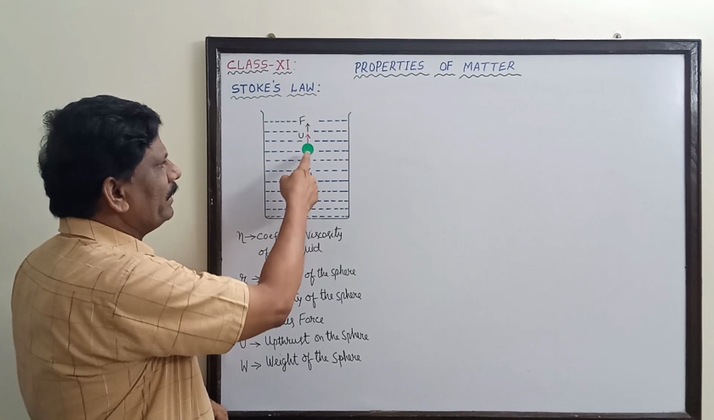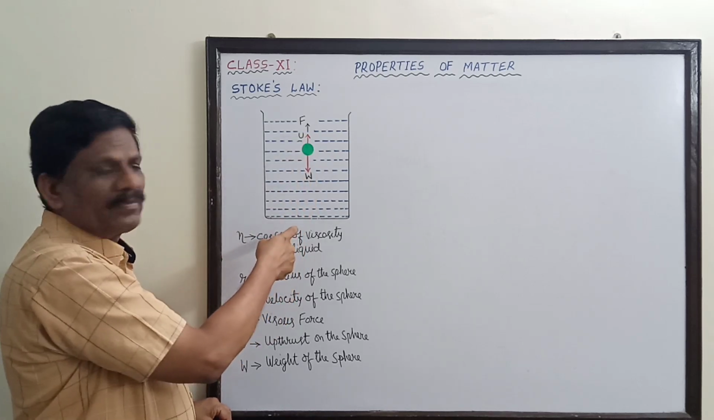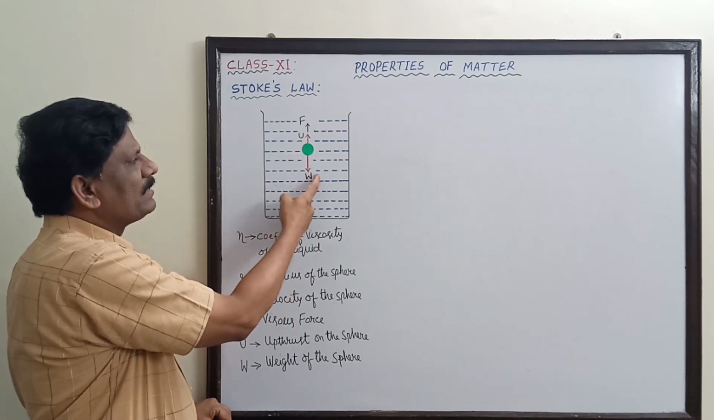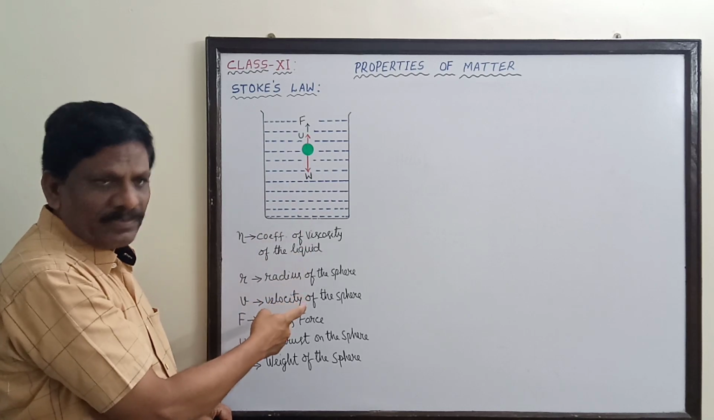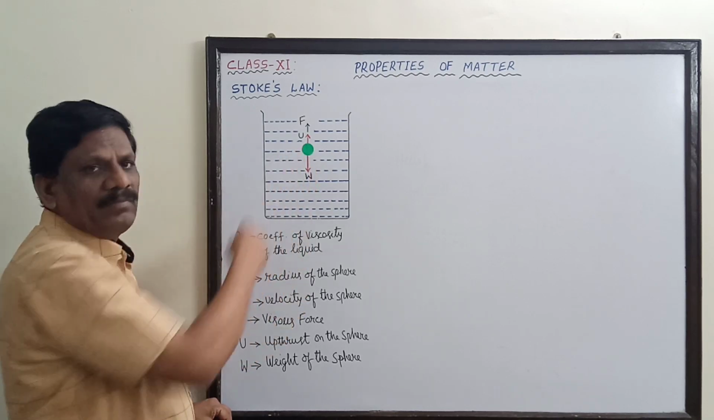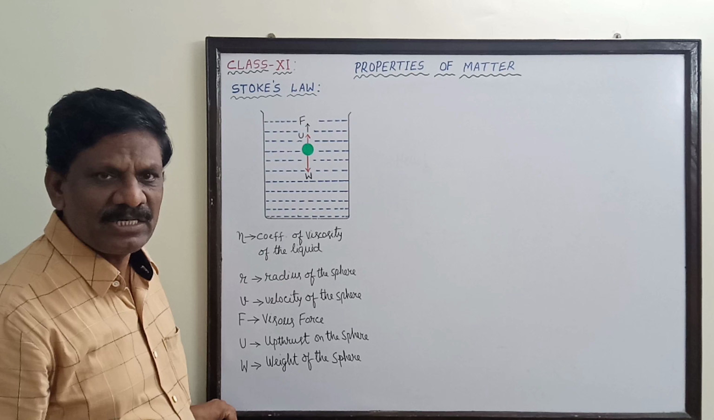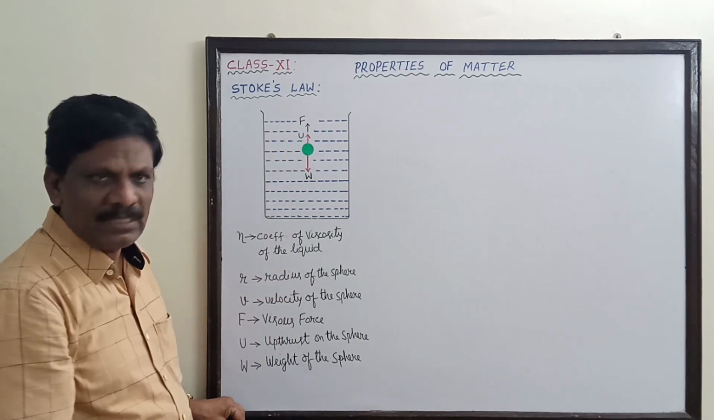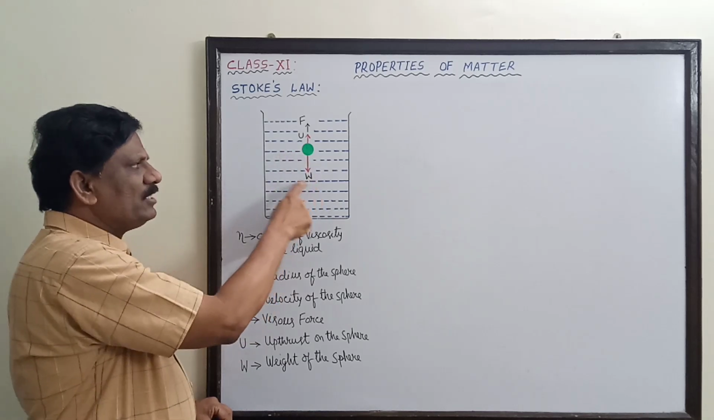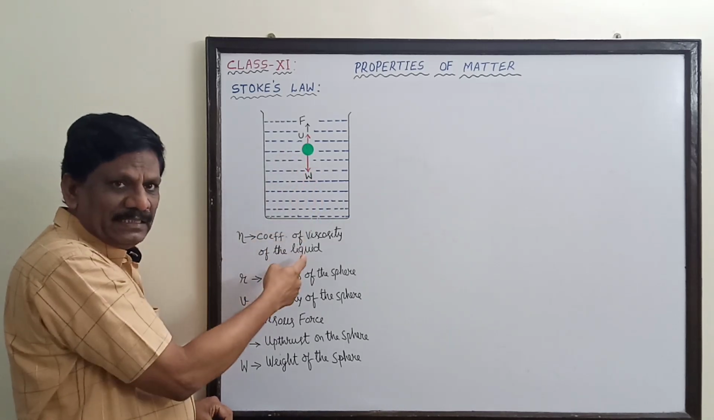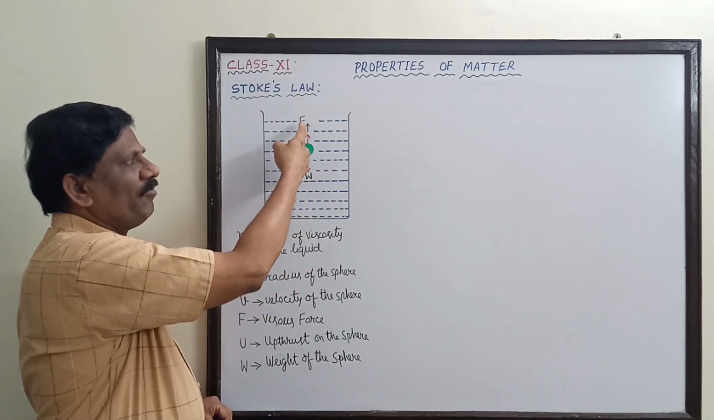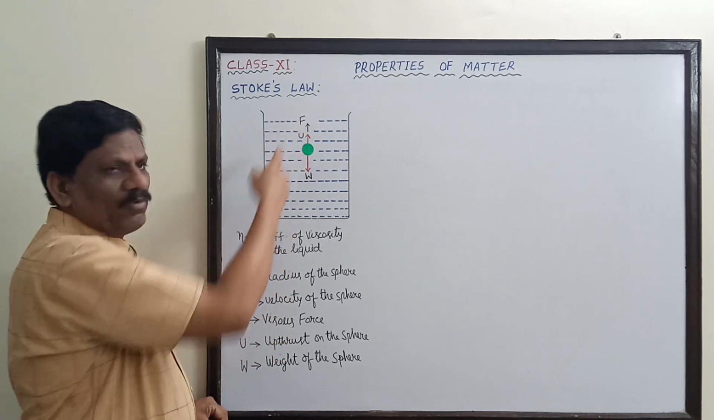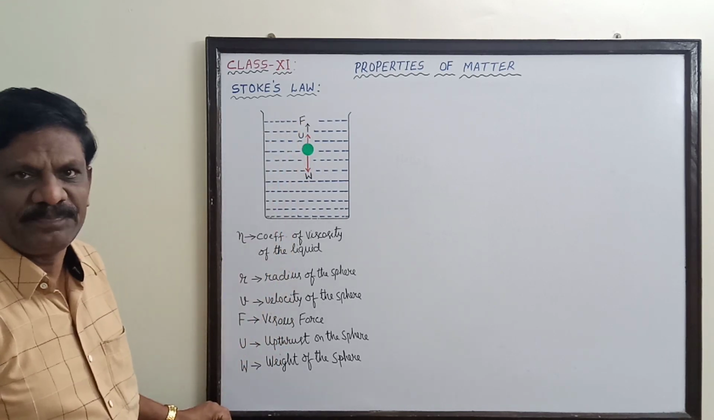As the sphere is descending downward, the weight of the sphere W is acting in the downward direction, and an equal volume of the liquid is displaced, due to which an upthrust U is acting on it in the upward direction. Opposite to the direction of descending, a frictional force, namely viscous force, is acting in the upward direction.